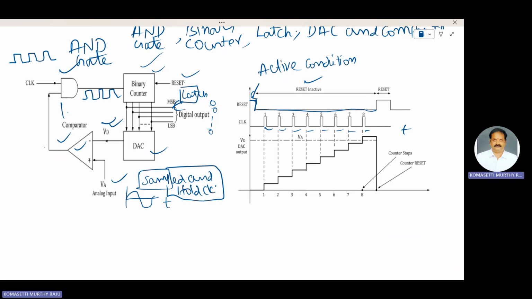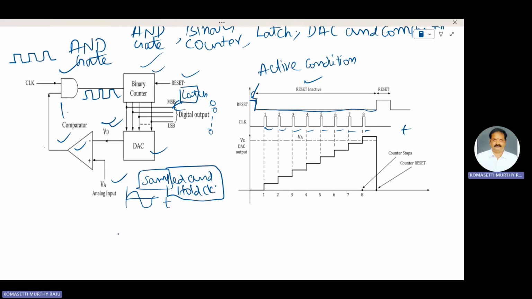That VA is applied to the non-inverting terminal of the comparator, that means the plus terminal. So one input of the comparator is VA. Another input to the comparator is VD, and that VD is from the output of the DAC.